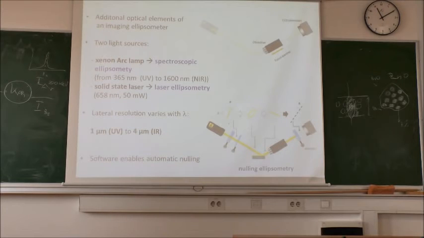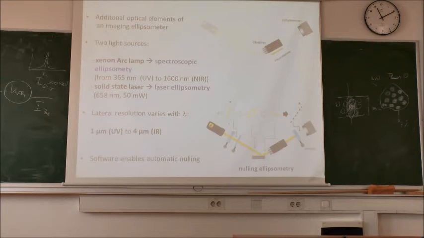psi and delta values. This procedure is very time consuming and slow, but nowadays every software enables automatic nulling. As a light source, we can use a xenon arc lamp with tunable wavelengths in the range from 365 to 1600 nanometers, or a solid-state laser at 658 nanometers.